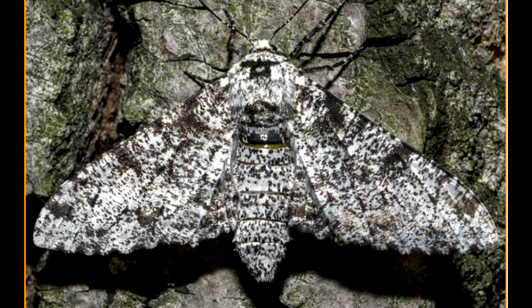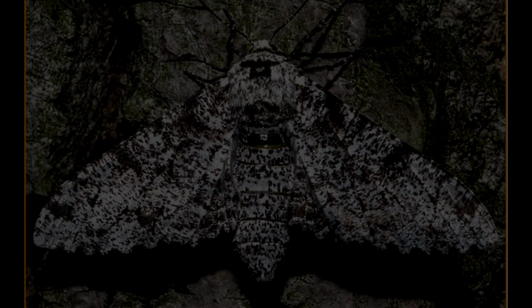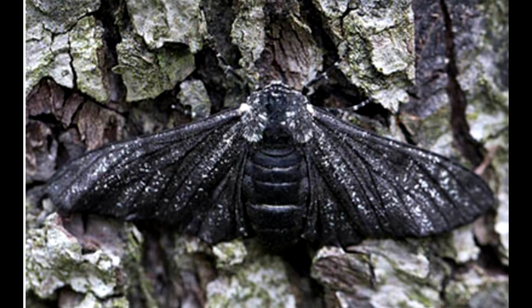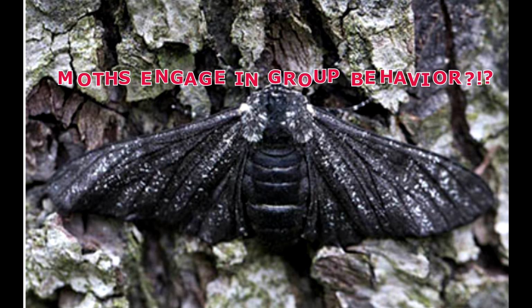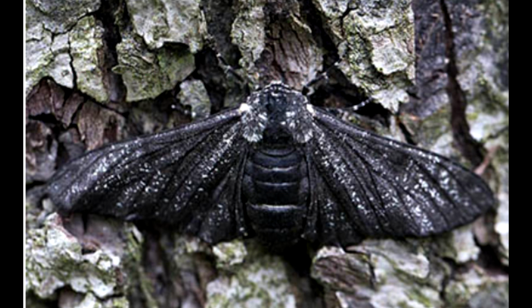Here, you can see a light-colored moth blending in with the bark of a tree. Now, in this image, the light-colored moth is replaced with a dark-colored moth. Also, as moths engage in group behavior, female moths will release various pheromones to attract potential male mates. This is an example of group behavior.